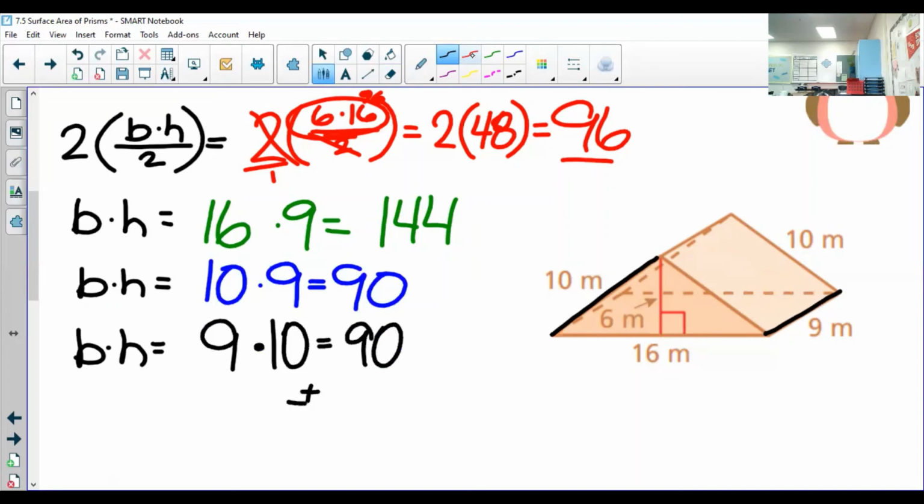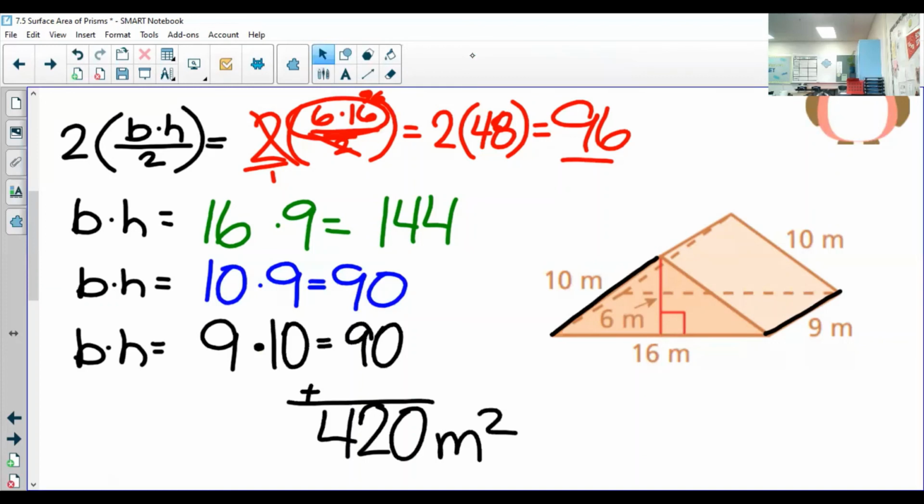And then our last step is going to be to add those together. 96 plus 144 plus 90 plus 90. 420 meters squared. And there you have it. There's your review. Just 2 quick problems. And hopefully it's starting to make a little bit more sense to you. And I will see you in the next video.